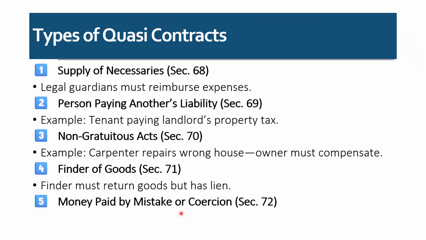And finally, we say money paid by mistake or coercion, that comes under section 72. If money is paid by mistake or goods are delivered to the wrong person, they must be returned back. Example, bank transfers money to the wrong account. So they can claim and it should be returned back. These 5 categories form the basis of quasi-contract and are very important for short notes specifically.